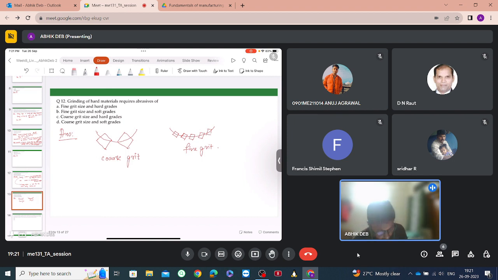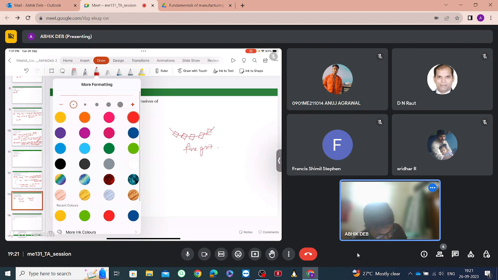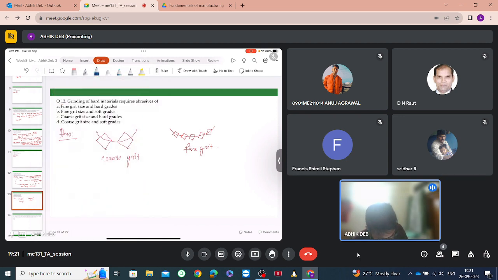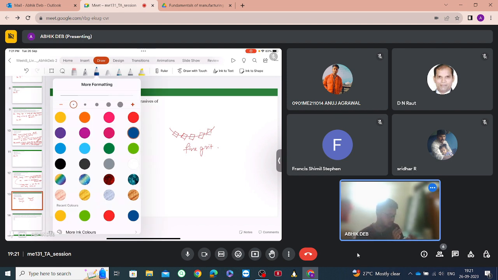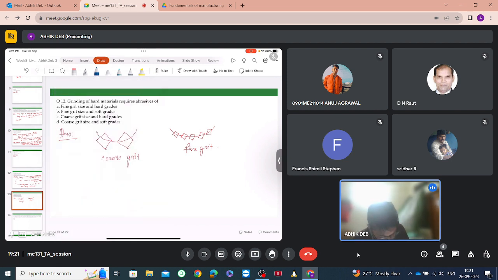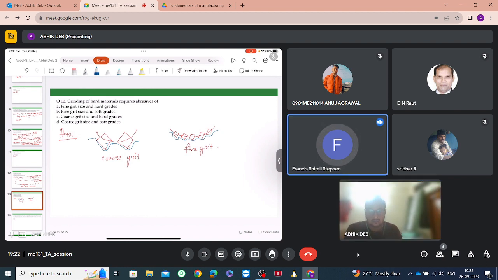Isn't it intuitive? Think about this region. When it comes in contact, think about this region. This is how the material gets removed from here, and this is how the material gets removed from here. So think about this region. What is this called? So the surface finish will be higher for the fine grit.